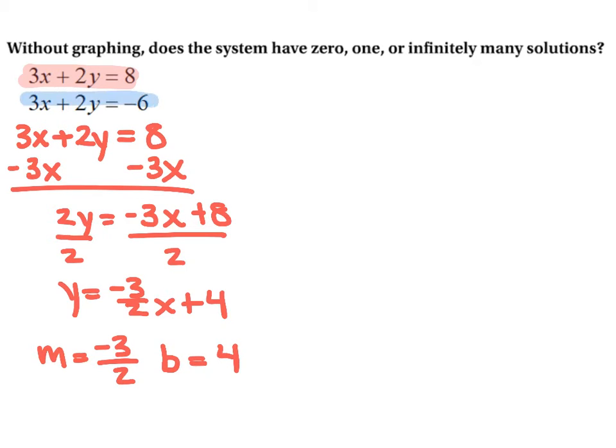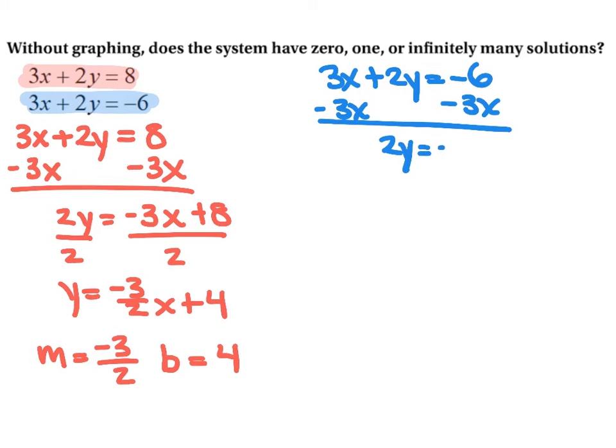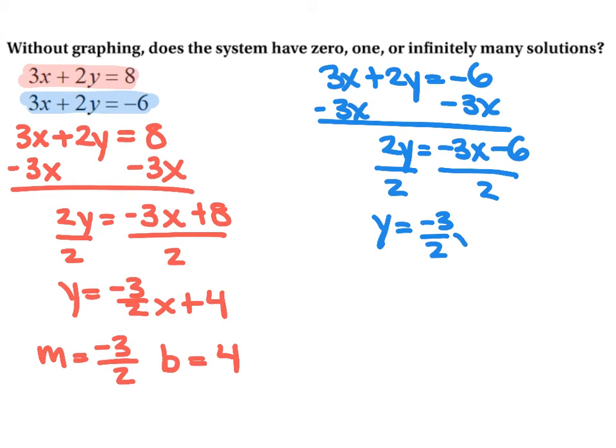Now for the other equation, 3x plus 2y equals negative 6, I again have to first solve to change it into the y equals form. So I would subtract 3x from both sides to get 2y equals negative 3x minus 6. Then I would divide both sides by 2. So I'd have y equals negative 3/2 x minus 3. So the slope is negative 3 over 2, and the y-intercept is negative 3.